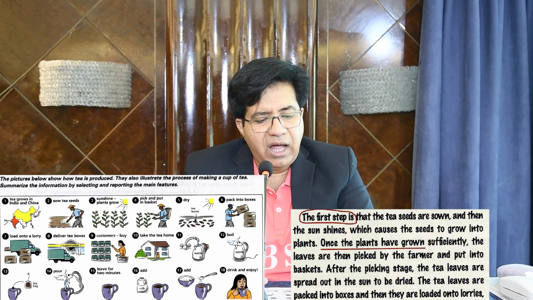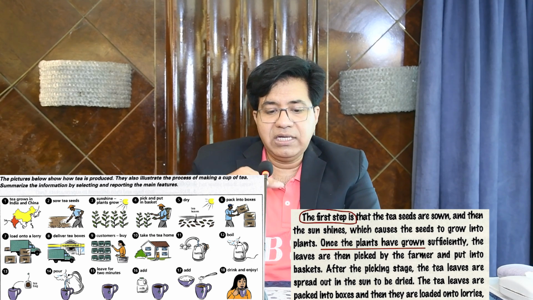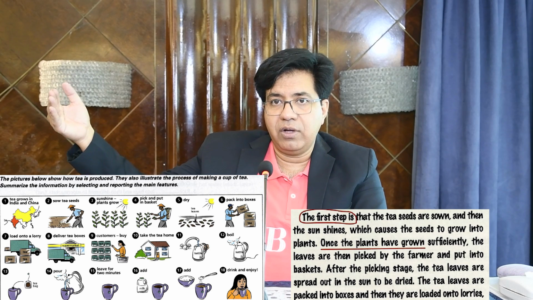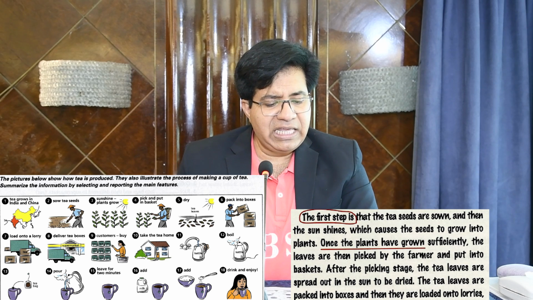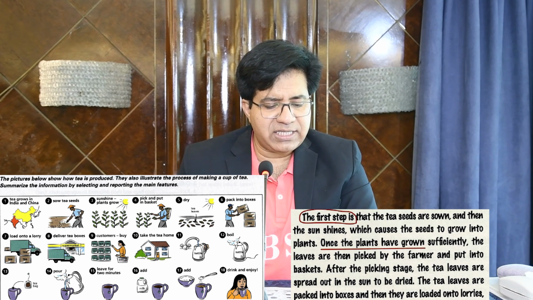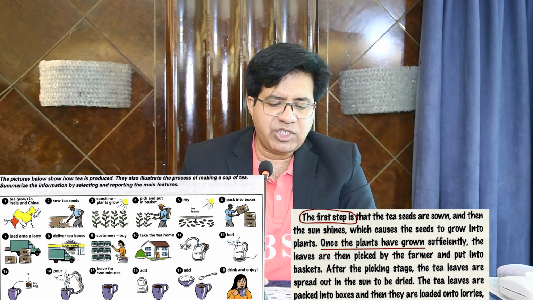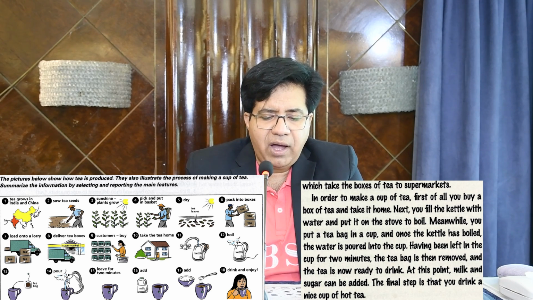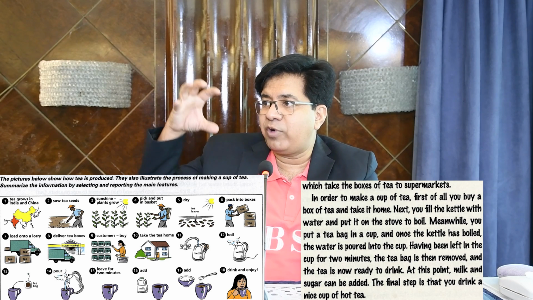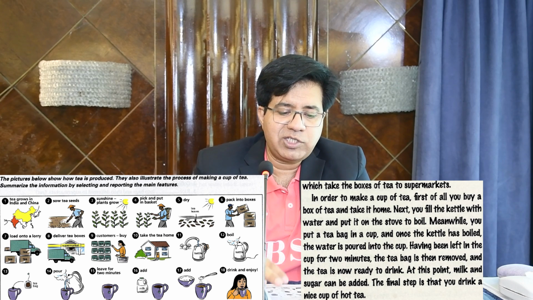Next, after the picking stage, the tea leaves are spread out in the sun to be dried. Passive voice. Tea leaves are spread out. In a diagram, we use passive voice quite a lot. The tea leaves are packed into boxes and then they are loaded onto lorries. Next, lorries take the boxes of tea to supermarkets. Now, there is a next step. One is production and delivery. Now, we come to the next paragraph where we talk about the customer.